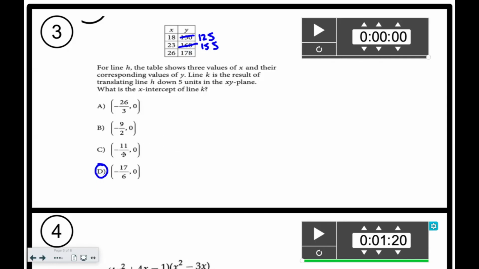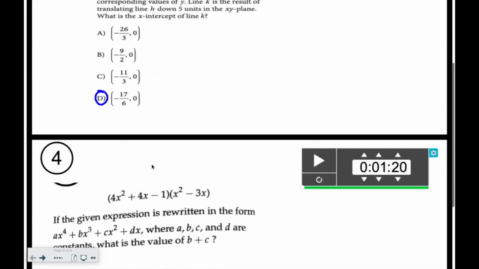You can check the other ones. However, you've got to get there. That's kind of up to you. All right. So the answer ends up being D. Okay. Any questions? Okay. All right.